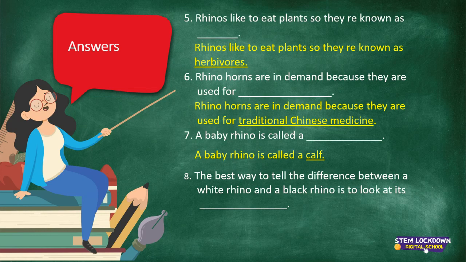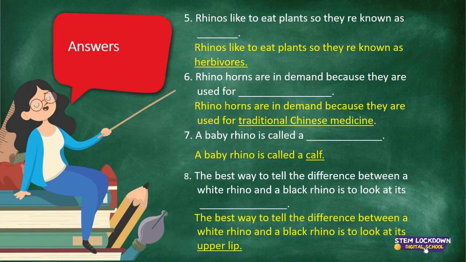Number 8, the best way to tell the difference between a white rhino and a black rhino is to look at its upper lip. The one is curved and the other one's got a square look. Right, how did you do? Did you get all those answers right? Then you were listening really well. Well done, well done. Let's go on now.